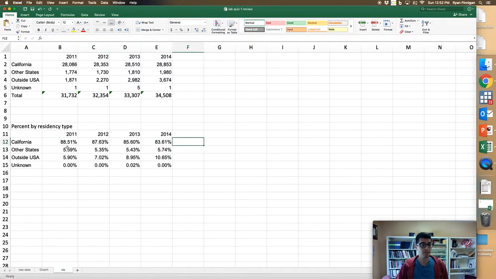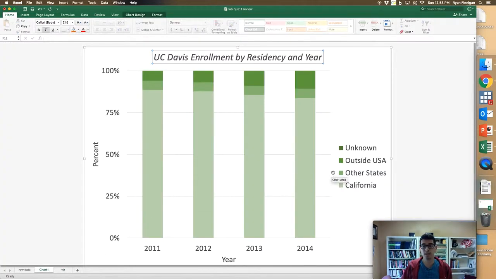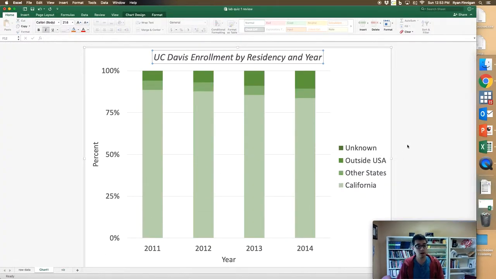Now I have a table that gives me, in each year, what percentage of UC Davis students were in each residency category. And in California, I've got in 2011, 88.5%, versus 2014, 83.6%. So of the total number of UC Davis students, the representation of Californians has declined over time. And that's the same exact trend that we visualized in our 100% stacked column chart.